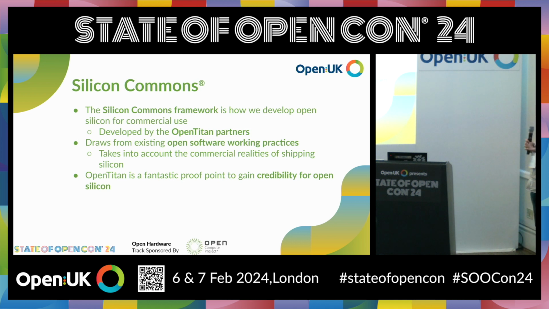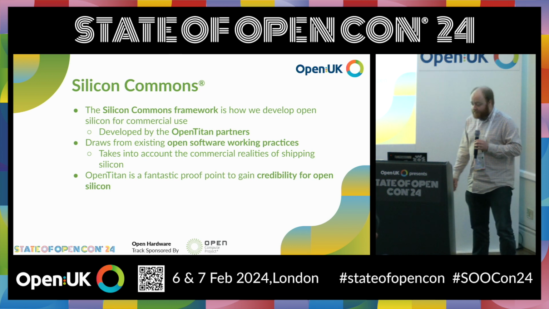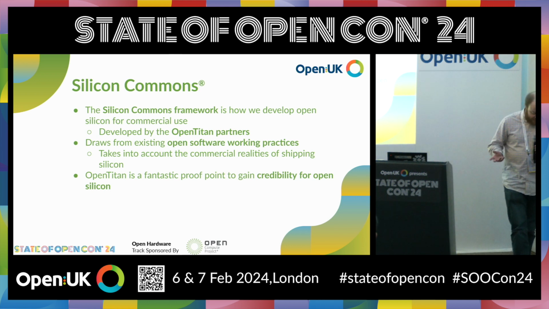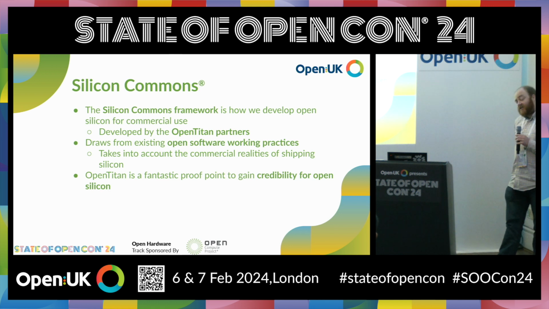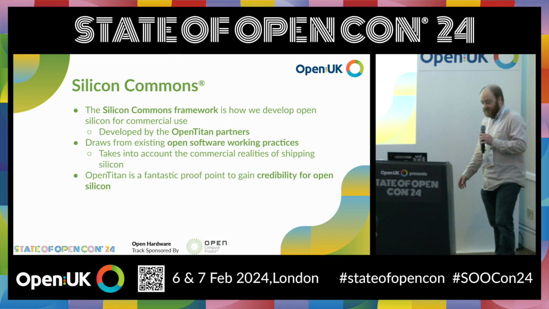And it draws heavily from existing open software working practices. But as I said, you can't just copy paste it over. You have to acknowledge that there are differences between software and silicon. So you have to take these into account to actually get to the point where you're taping out commercial chips. And I think OpenTitan is going to be a really fantastic proof point to gain credibility for open silicon. So the success of OpenTitan will pave the way for the success of future open silicon projects.